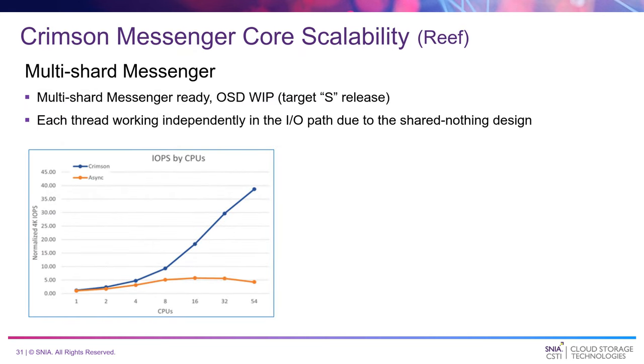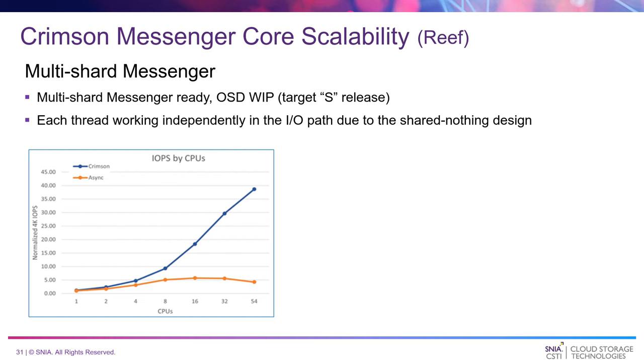So looking at the status, right, where is the performance at for Crimson Messenger? So I've split this into three different areas. So this is a snapshot of looking at just the messenger. So the messenger was completely redone for Crimson with the C-Star paradigm.